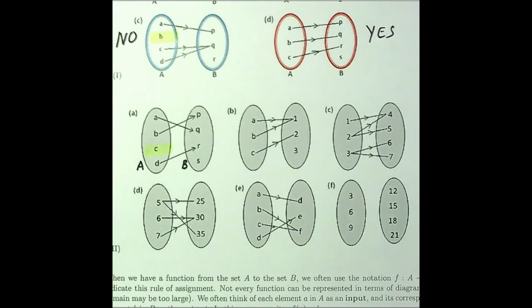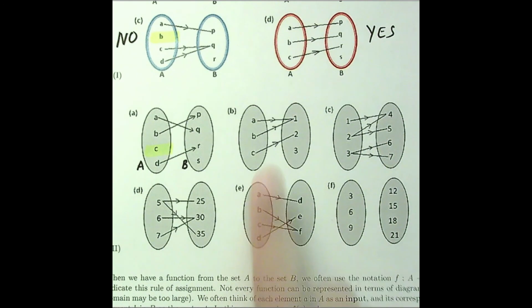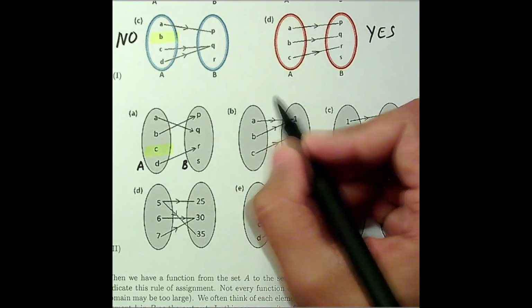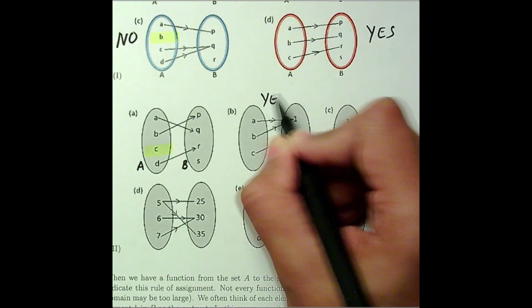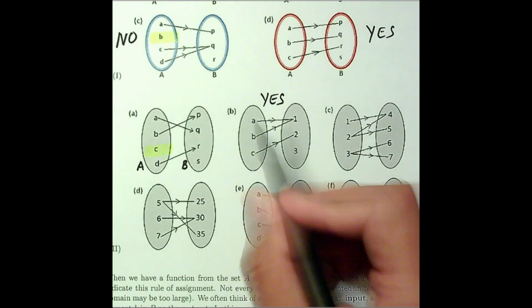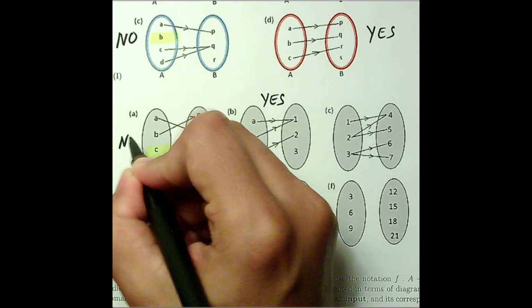All right, how about the next one? Is this a function? Yes or no? That one is a yes, right? There's nothing wrong with it. You could have two different elements landing on the same spot, that's fine. How about that one? C? The function, yes or no? Oh, by the way, I said no for this one and I didn't write it down. That one was a no.